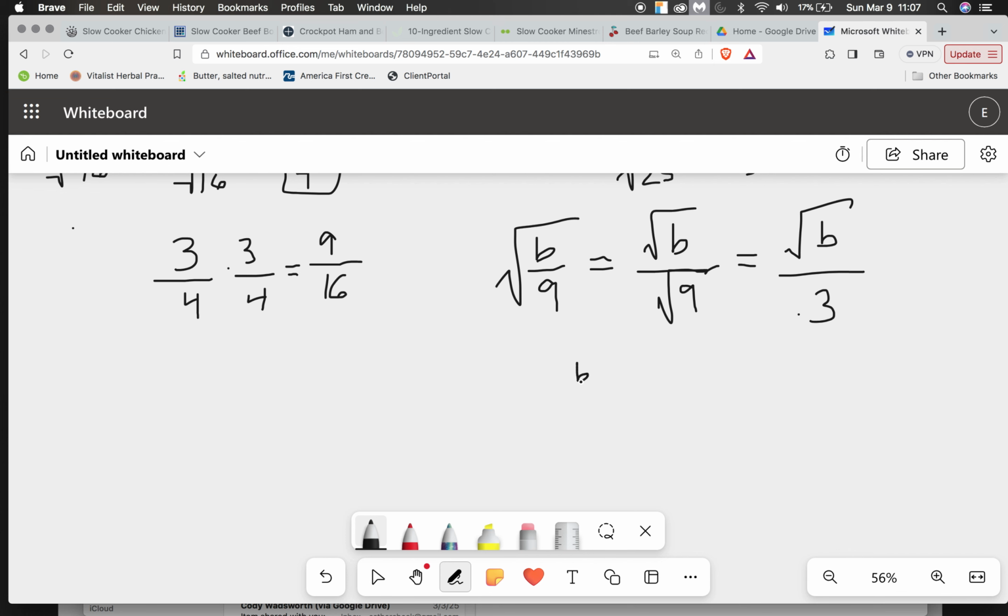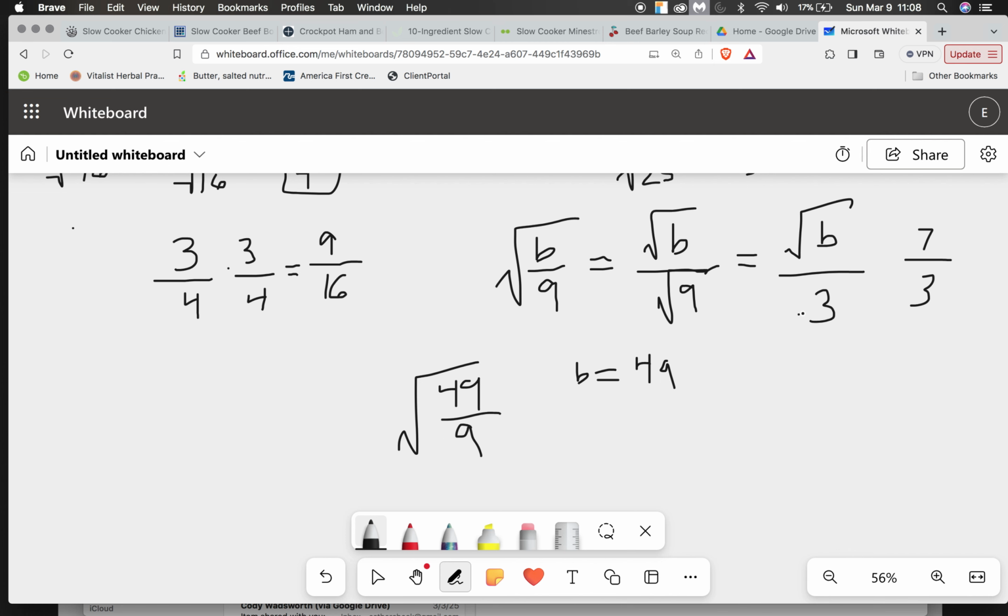We could just pick any random value now and find the answer. So if b equals 49, we could put 49 in right here. The square root of 49 is 7, and so we would get the answer 7/3. Otherwise, we would have some strange fraction like 49 divided by 9, and if you tried to take the square root of that, it would be a whole mess. So sometimes it's just easier to see it in the simplified form.